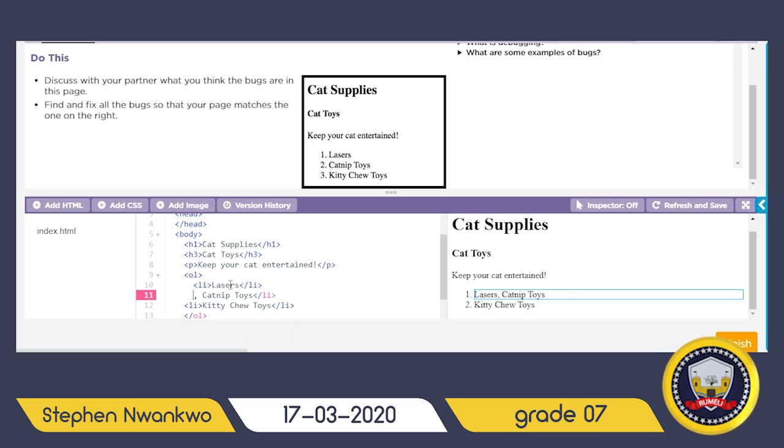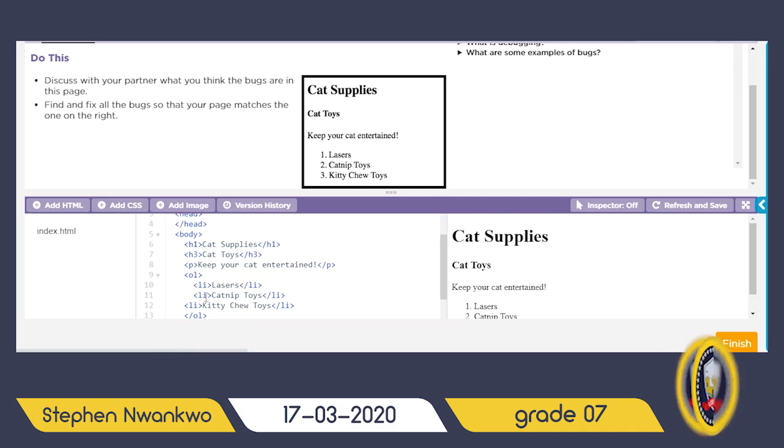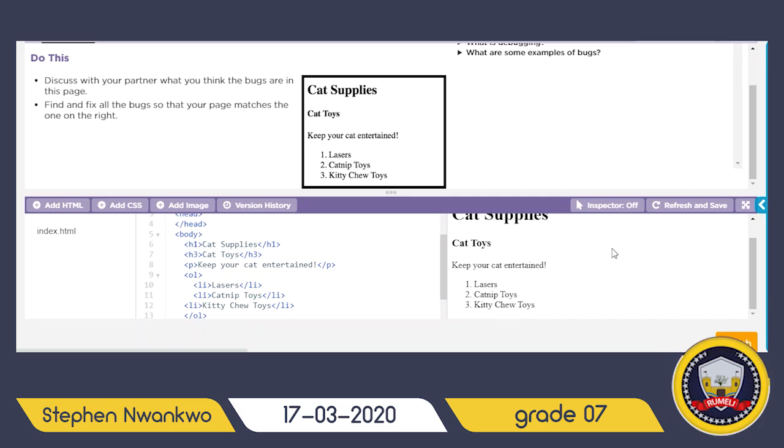Okay, you click enter. The second one is catnip toys, which already has the closing list tag. So what is remaining here is the opening tag, list, LI. Now you check your results, and that is it. You have debugged the web page. Now they look exactly the same.